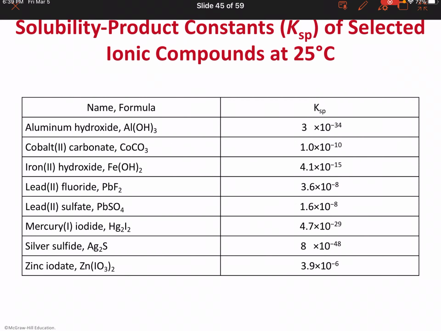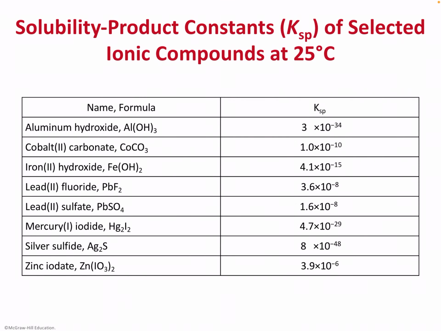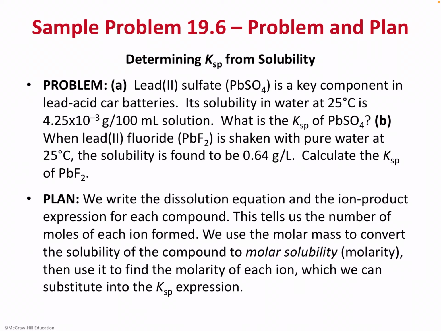These are some of the solubility product constants of selected ionic compounds. They have different values. Let's look at a problem here. Lead sulfate, PbSO4, is a key component in lead acid car batteries. Its solubility in water is given as 4.25 times 10 to the negative 3 grams per 100 milliliter solution. We want to find out the KSP of lead sulfate.